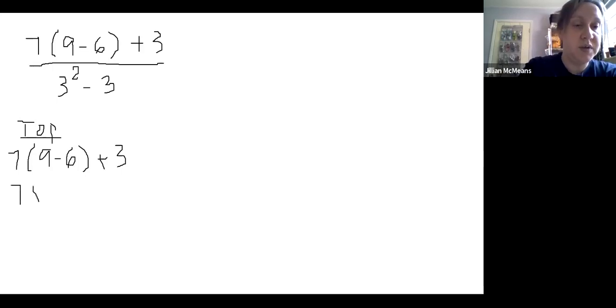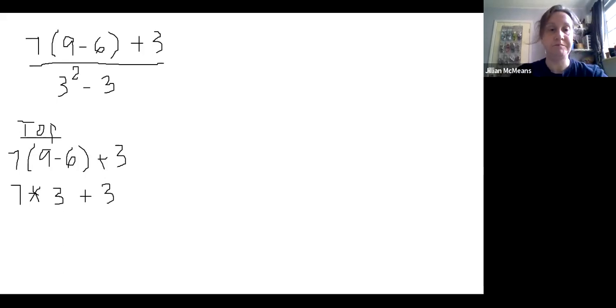So inside the parentheses, 9 minus 6 is really just 3. And then I'm going to drop down the rest of the problem, which is plus 3. So 7 times 3 is going to be 21. Again, I'll make sure there's a multiplication table somewhere in your Moodle shell that you can pull up.